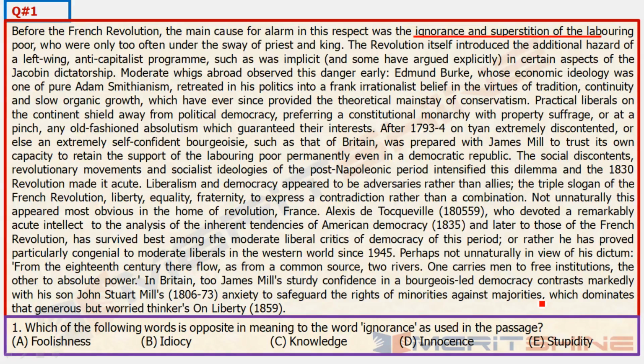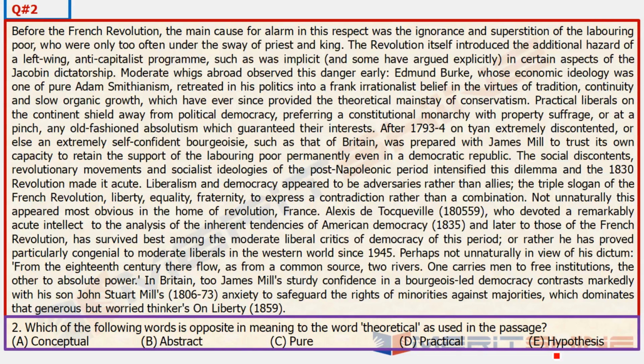Now, this question: which of the following words is opposite in the meaning of the word ignorance as used in the passage? If you see, I'm reading the question for the first time fully. So now what do you need? I need the opposite of the word ignorance. Now ignorance is something which means not knowing, and that's also clear from this line. If I read this line, I sort of get that that's what they are saying. So foolishness, no. Idiocy, no. Knowledge, maybe. Innocence, no. Stupidity, no. So the only word that can be the antonym is C, and that is knowledge, right? So the answer is C. Hope you have got it correct.